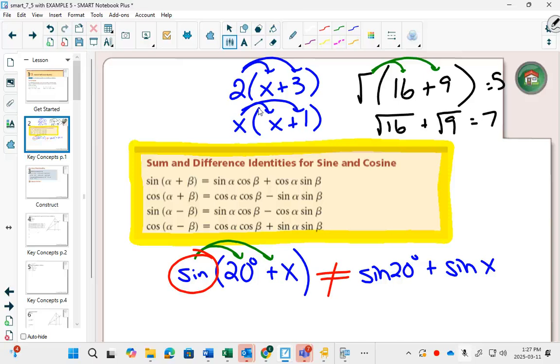But it's very easy for our brains to mix up things like, oh, this is a pattern I've seen, distribution. Well, I can distribute a number. Sine is a function. And so if you ever get two things added inside sine, cos, or tan, the only thing you can do is use these big formulas. And these big formulas are going to help us discover some important mathematics.